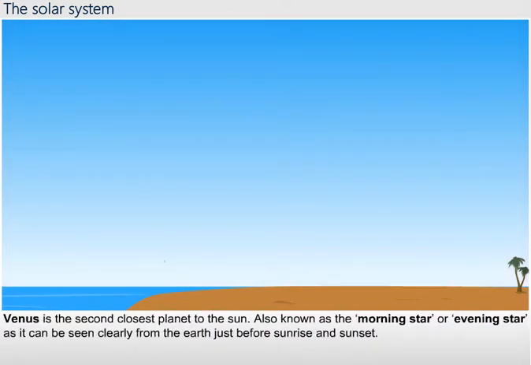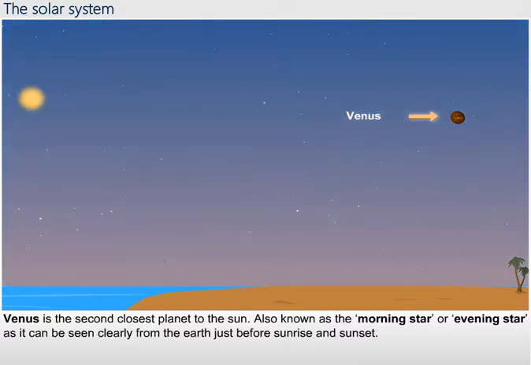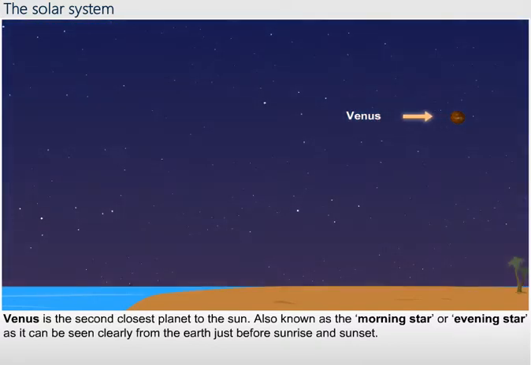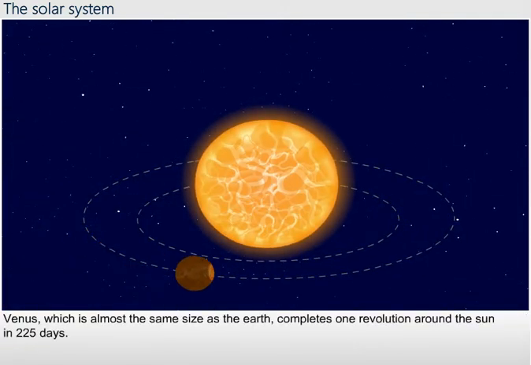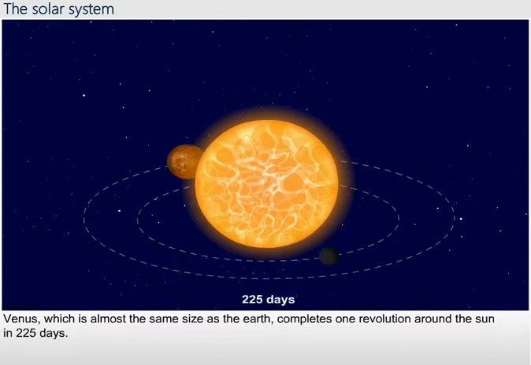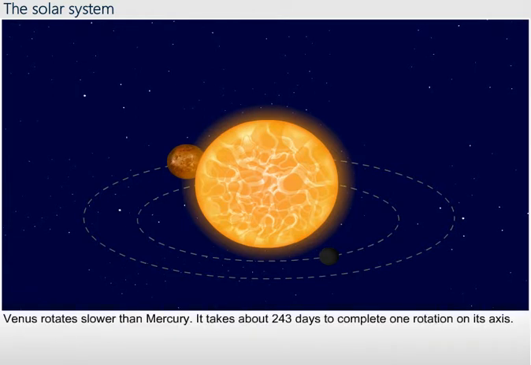Venus is the second closest planet to the Sun, also known as the morning star or evening star, as it can be seen clearly from the Earth just before sunrise and sunset. Venus, which is almost the same size as the Earth, completes one revolution around the Sun in 225 days. Venus rotates slower than Mercury. It takes about 243 days to complete one rotation on its axis.